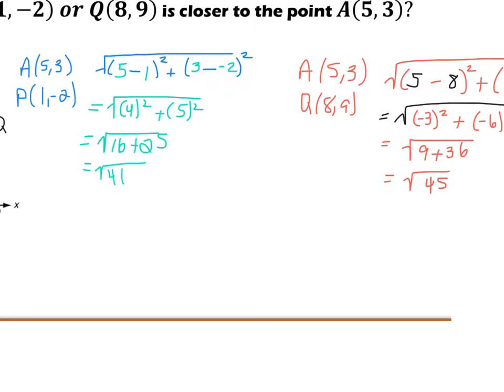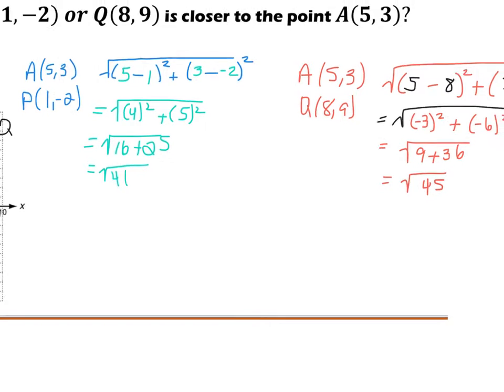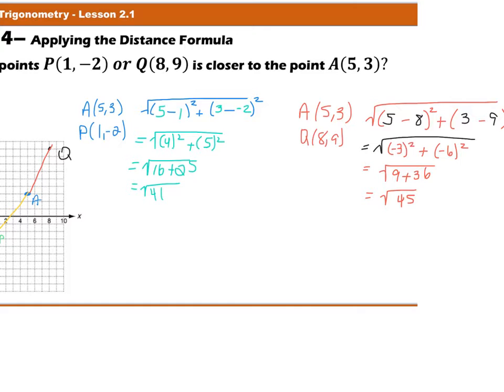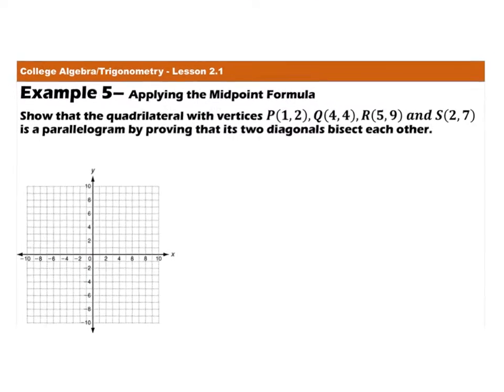So the way that you would answer this question, it said which point is closer. So you would tell me what point is closer. P is closer to A. Are they really close in value? Yeah. Square root of 41, square root of 45. That's not far off. But P is a little bit closer to A than Q is. You guys see that? Okay, last example, and then we're done.